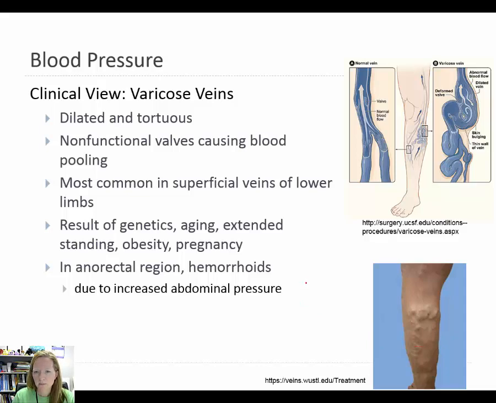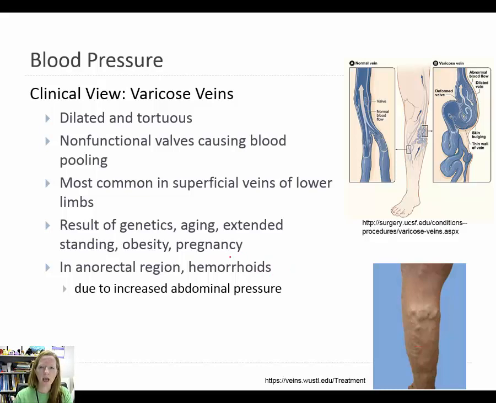I think now they can do laser surgery to remove varicose veins. Whenever varicose veins occur in the anorectal region, that's when they are going to result in hemorrhoids. This is usually because of some kind of increased abdominal pressure from straining, or pregnancy can cause it as well. So here's varicose veins.